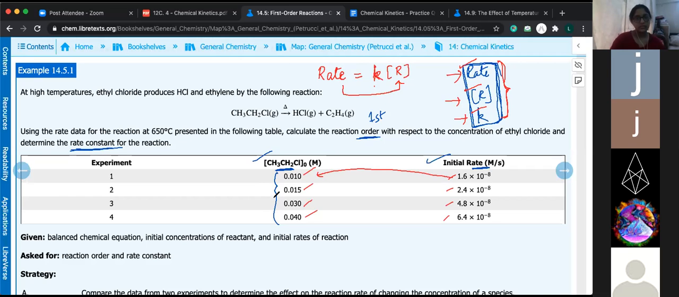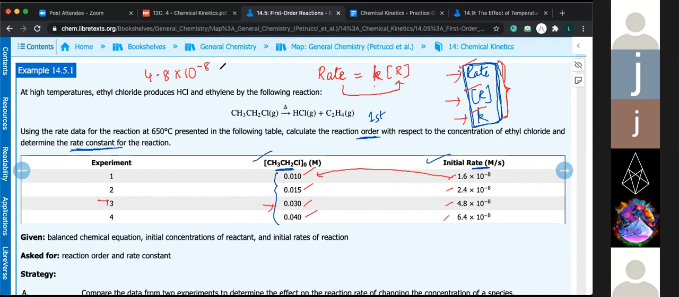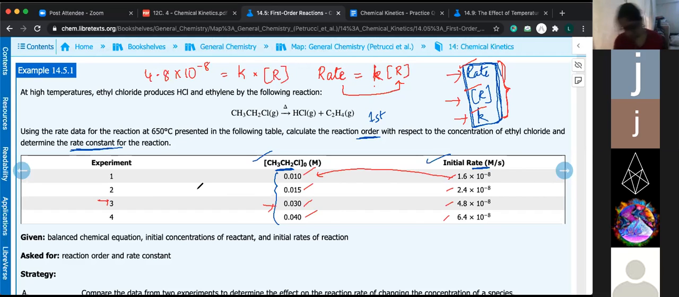So I'm gonna pick the third one at random. Okay. So rate in the third iteration is 4.8 into 10 raised to the power minus 8 is equal to K, we don't know, that's what we are supposed to calculate, into concentration of the reactant at that point. Okay. So concentration of this one we already have. That's 0.030. So K find out करने के लिए just divide both of these. You should get. Amla, check your calculation na. Again.